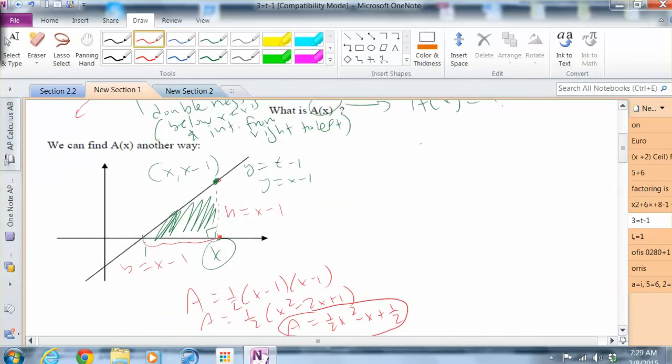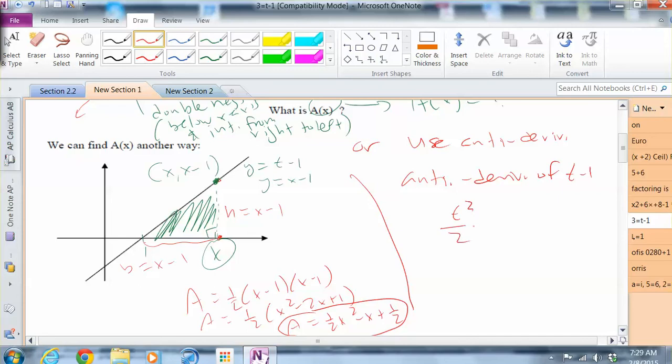Or you can use anti-derivatives, like in example 1. And that's leading us to this, kind of building up to the fundamental theorem of calculus that we're going to discuss in a little bit. So if I did anti-derivatives, remember the antiderivative of t minus 1 is not so bad, right? It's t squared over 2 minus t plus a constant, right?